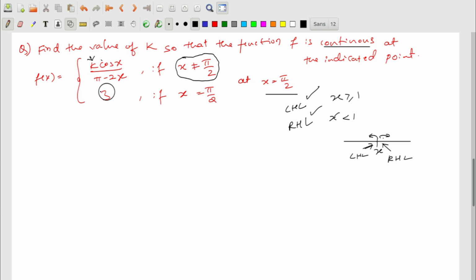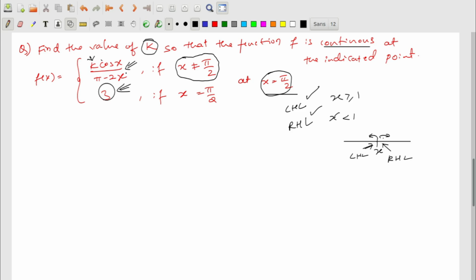First try to understand the function. See how the function is defined here. If x is not pi by 2, then this is the value of the function. If it is pi by 2, then it is 3, right? If x is less than or greater than pi by 2, this here. If it is pi by 2, 3. And it is continuous at x is equal to pi by 2 and you are asked to find the value of k.